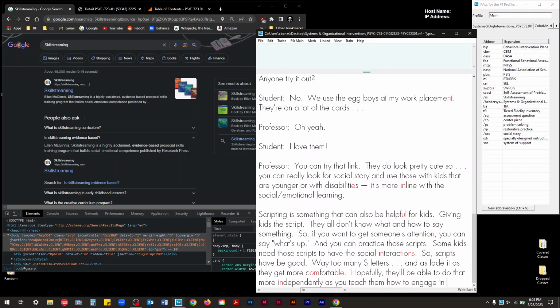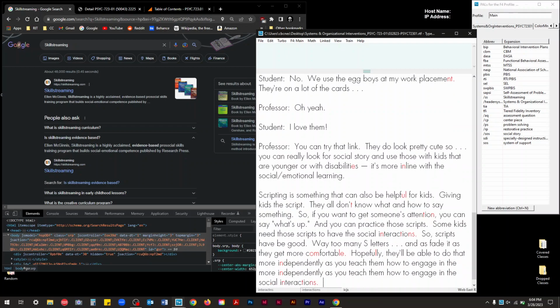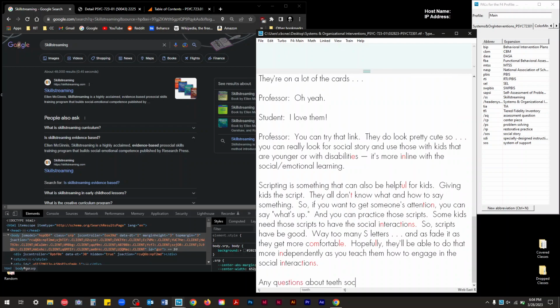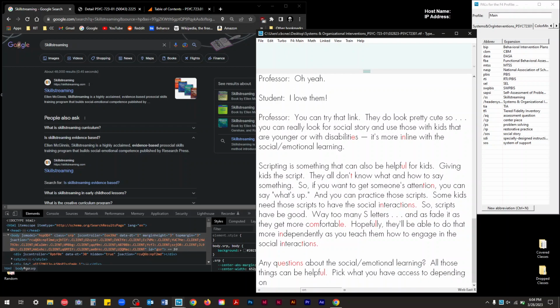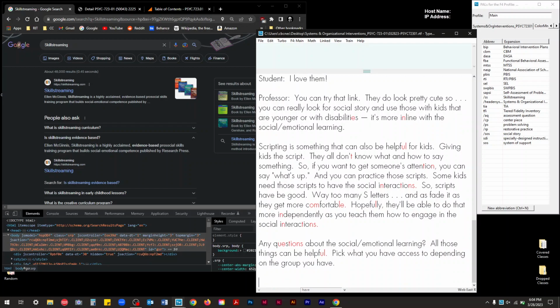Questions about social emotional learning? So all those things can be really helpful. So kind of pick what you have access to, depending on the group that you have. We're going to do a social emotional learning lesson at the end, right after check and check out. We're all going to learn good social emotional skills today. Okay.